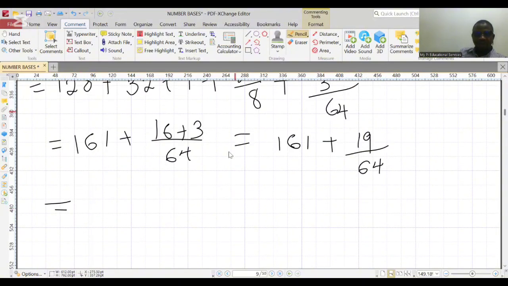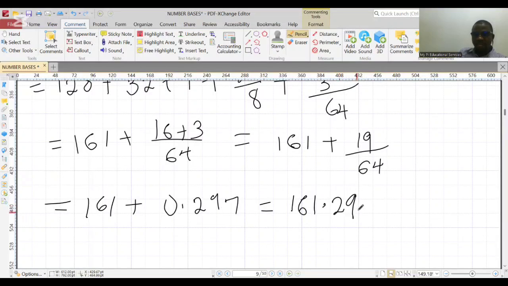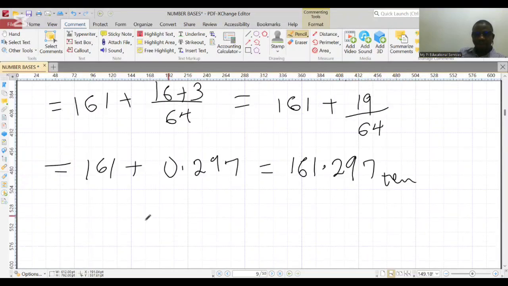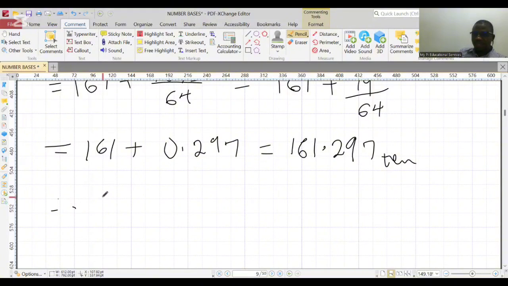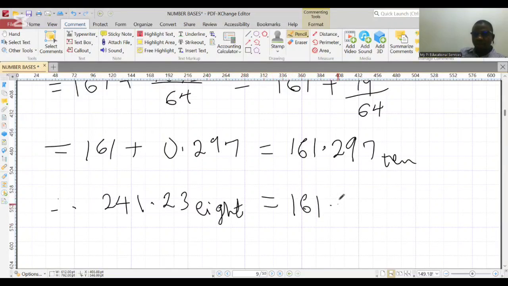So finally, we have 161 plus, when you change this to decimal, 0.297, and that will give you 161.297. So therefore, 241.23 base 8 will give us 161.297 base 10. So in our next video, we'll look at one more example.